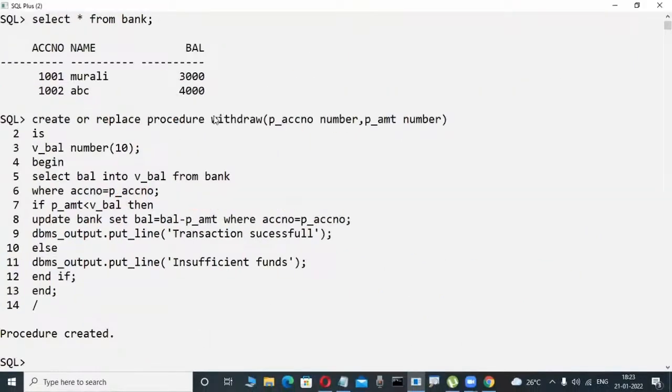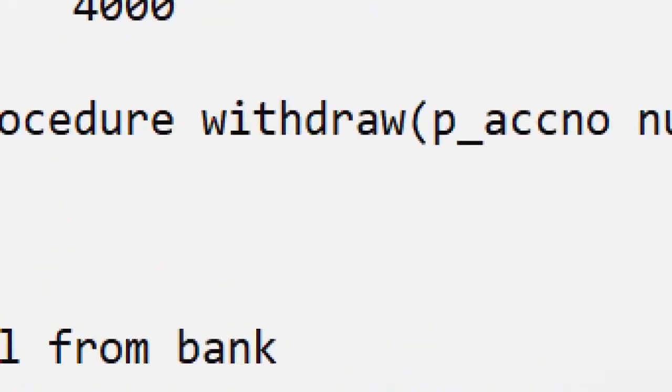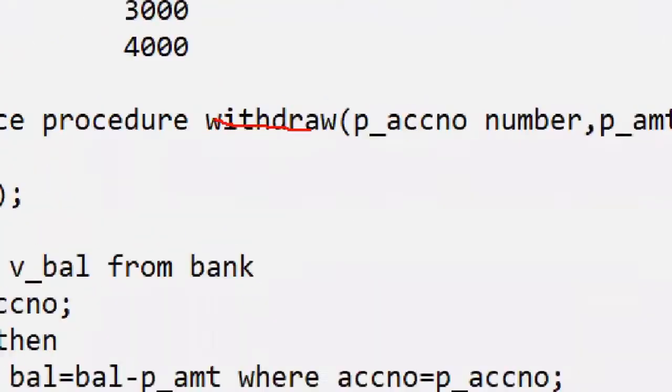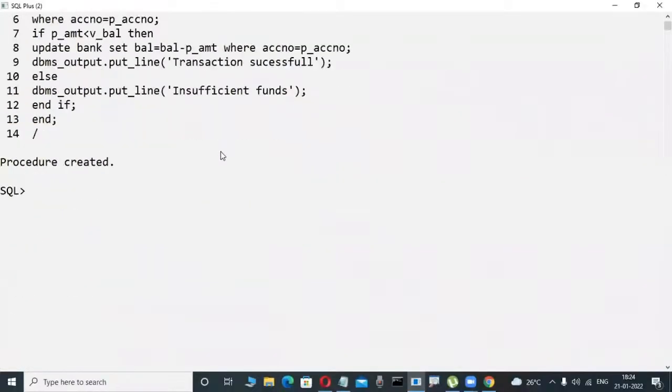Once I develop this withdraw procedure, I try to check whatever ATM transactions I mentioned in the previous case. Now check it out, observe it here. Here I'm executing: exec procedure name withdraw. Okay, fine. I'm calling this procedure withdraw.